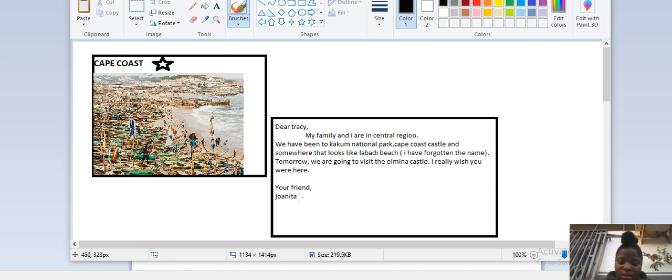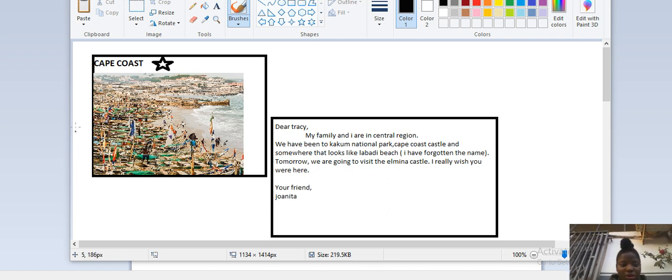So this postcard is about Juanita. Juanita writes a letter to her friend Tracy. So this is the letter. Dear Tracy, my family and I are in Central Region. We have been to Kakum National Park, Cape Coast Castle, and somewhere that looks like Labadi Beach. I've forgotten the name. Tomorrow we're going to visit the Elmina Castle. I really wish you were here. Your friend, Juanita.